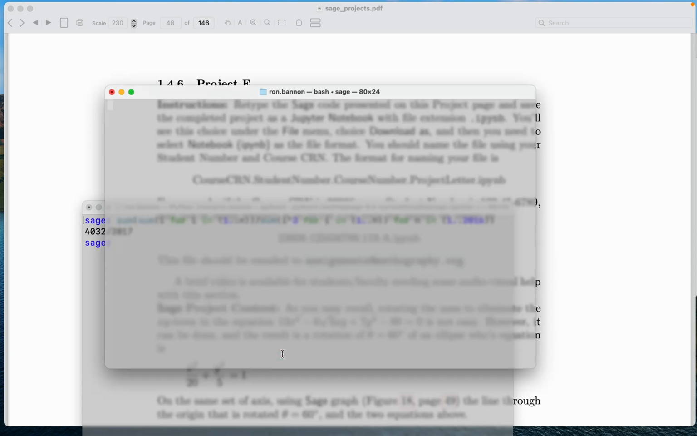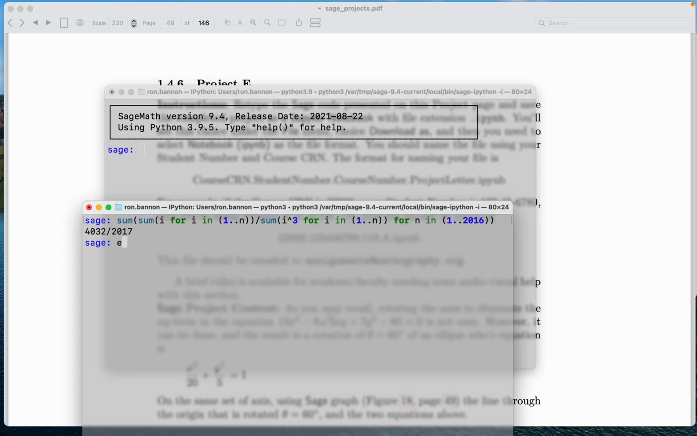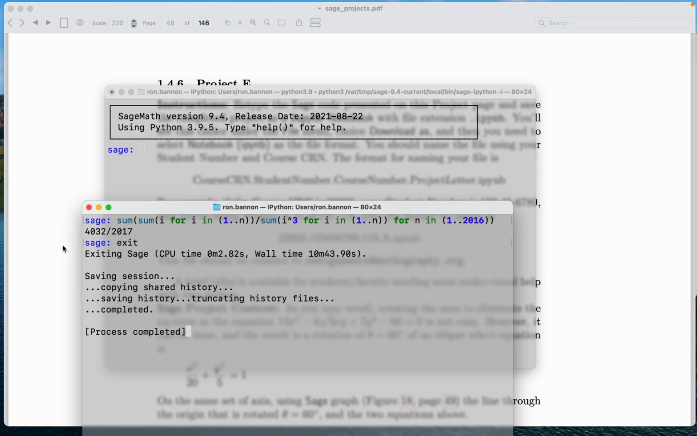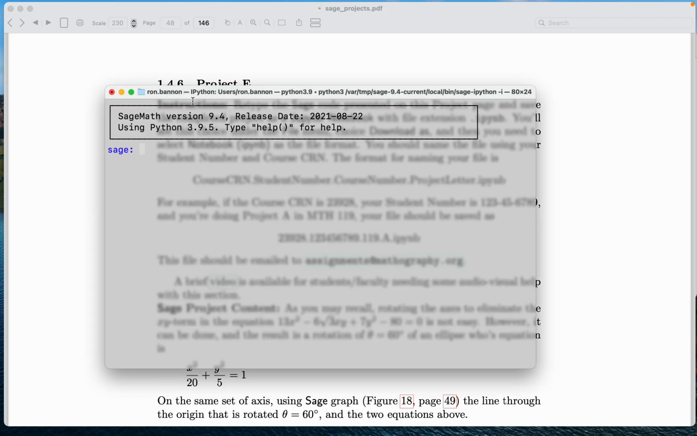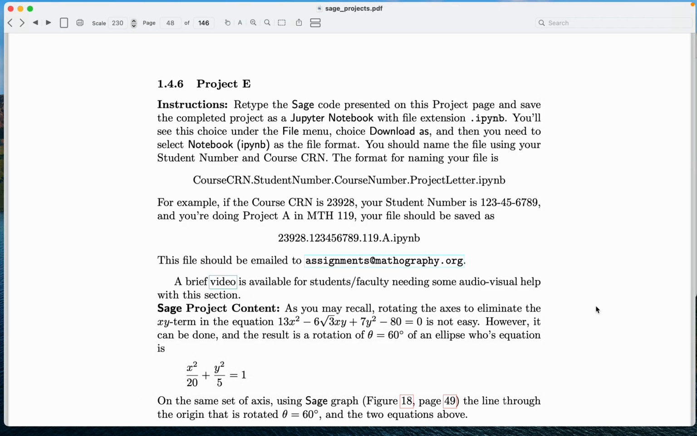Let me open it up. I notice I have a prior session of Sage open. I'm going to exit out of that. That's EXIT. And then I'm going to close the window to get rid of it. All right, so I'm back to Sage, and what I want to do is go back and talk about the project.